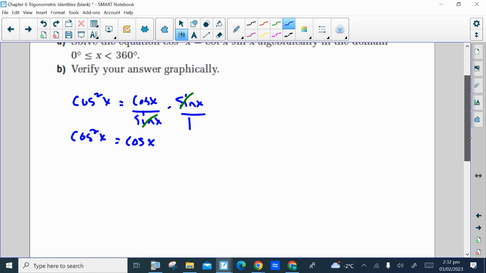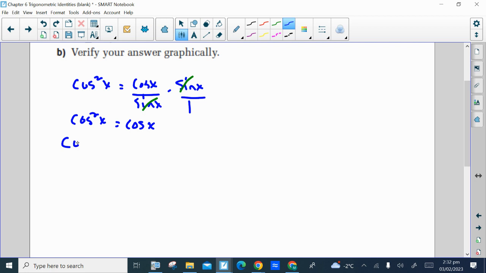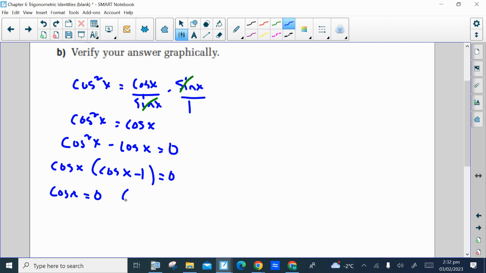And if we make it equal to 0, because we have a quadratic here that we're probably going to have to factor, we do that by subtracting cosine of x from both sides. And we can take out a common factor of cosine x. So our solutions come where each factor equals 0.